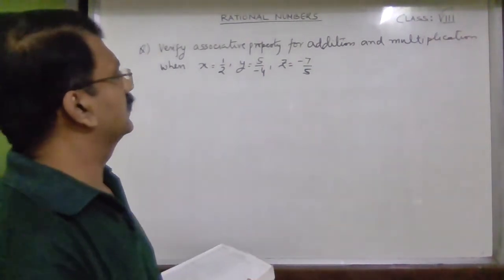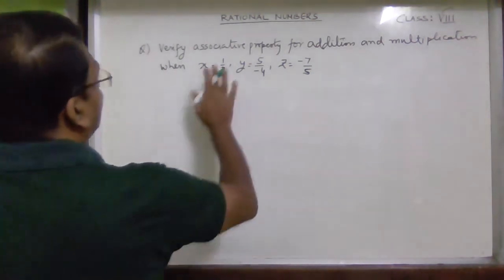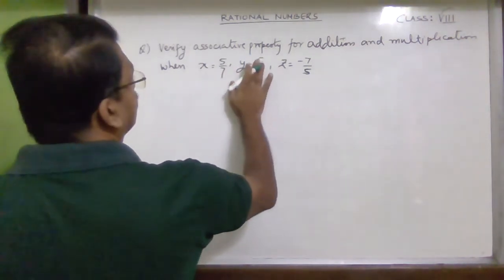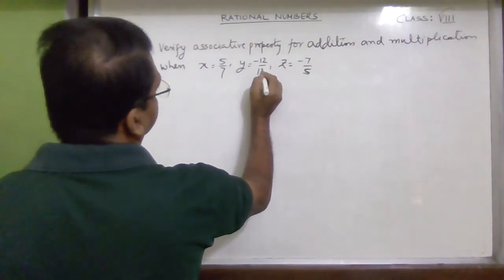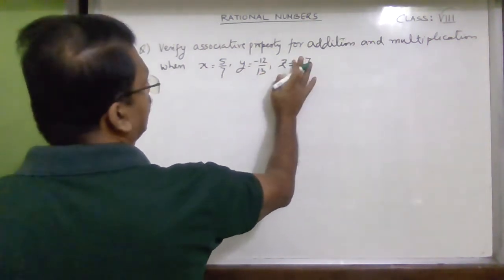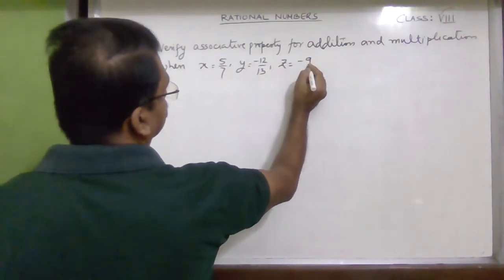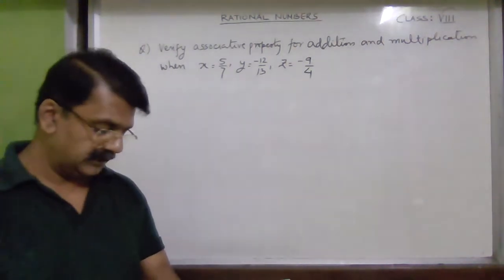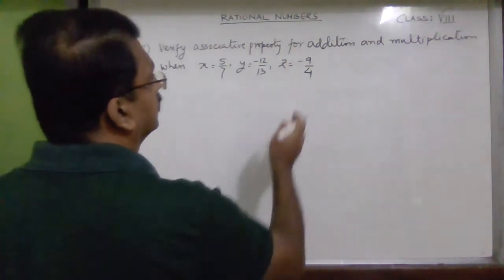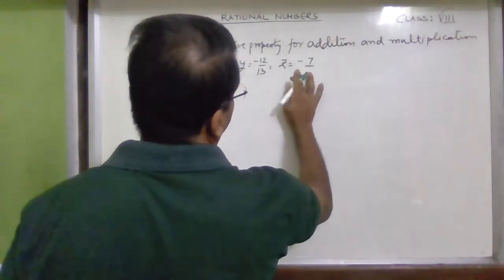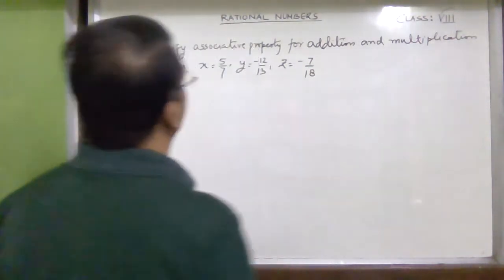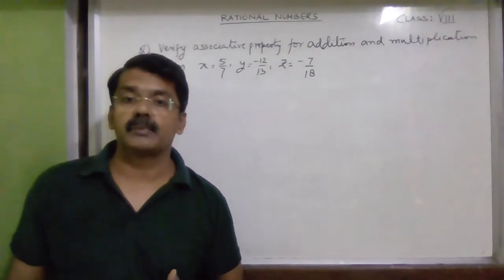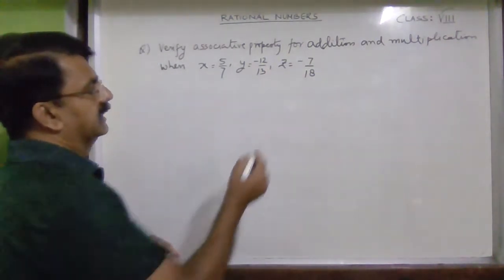Same question, only the values of x, y, z are different. X is 5 by 7, y is minus 12 by 13, and z is minus 7 by 18. And now we have to again verify the associative property for addition as well as multiplication.